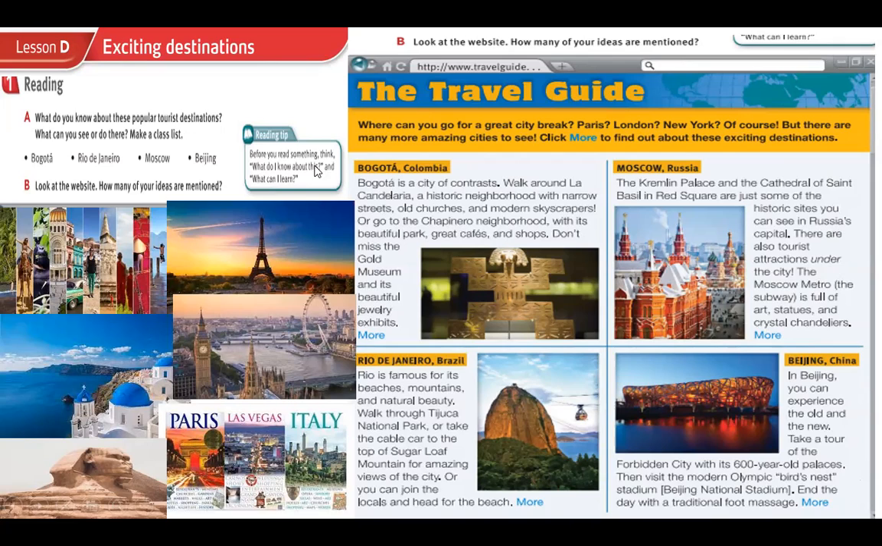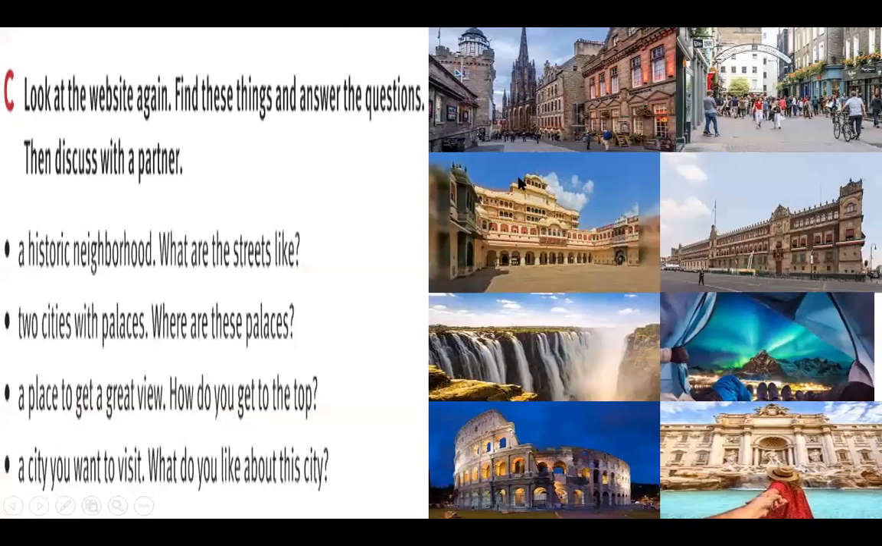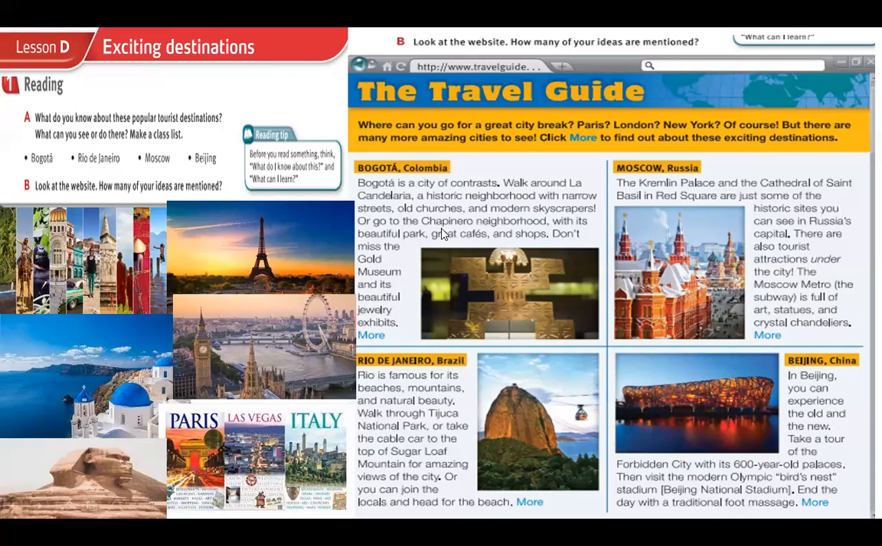Before you read something, think: what do I know about this and what can I learn? Okay. So those are some of the things that you have to think about. In the lesson, we have some places, as we mentioned before. Can you read Bogota, please?